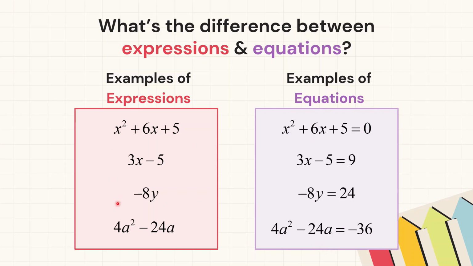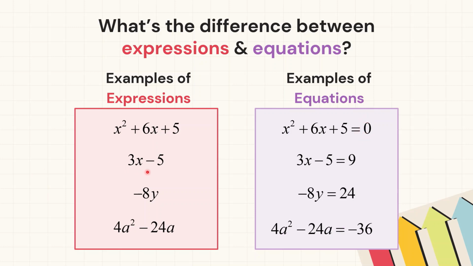In expressions itself, there is no equal sign to it and there is no value attached to it. Whereas in equations, there is an equal sign and there is a value being attached to the algebraic expression. So for example, x squared plus 6x plus 5 is actually a quadratic expression for which, if made into an equation, we could equate it to 0 or it could be any number. But essentially, in an equation, there is a value given to it.